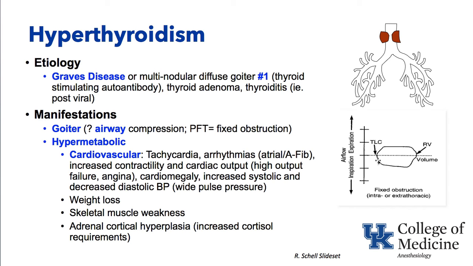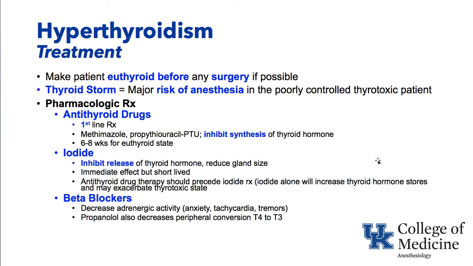The heart can get big. Diastolic pressure tends to go down as systolic pressure goes up, and a wide pulse pressure is often present. The patient may lose weight, and skeletal muscle weakness may occur, and the adrenal, which becomes hyperplastic, may result in increased cortisol requirements, and supplementation of glucocorticoids may become important in the perioperative period in these patients because of this.